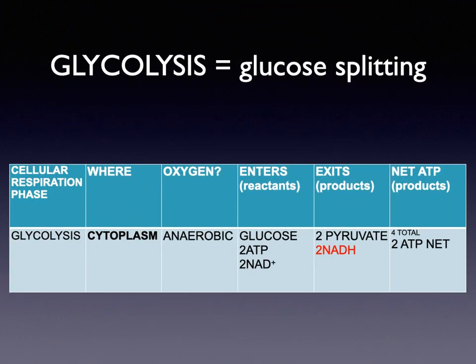Here's a handy-dandy chart telling you what's going on. Sorry, that's a table. Glycolysis in the cytoplasm. It is anaerobic, no oxygen's being used. Glucose, 2 ATP, 2 NAD plus enter. 2 pyruvates, 2 NADHs leave, and we have to consider our products of ATP. They get their own separate little column there.